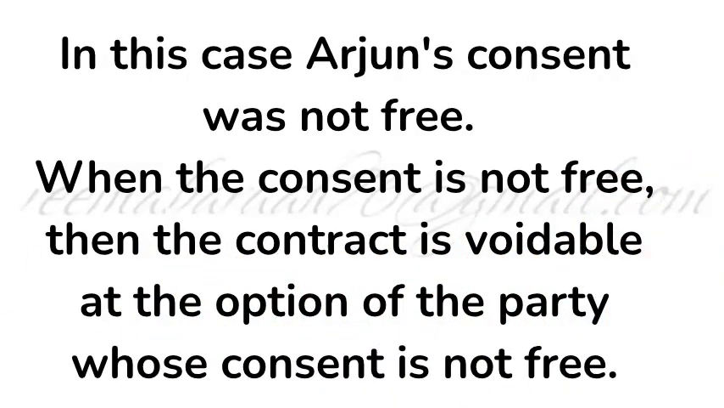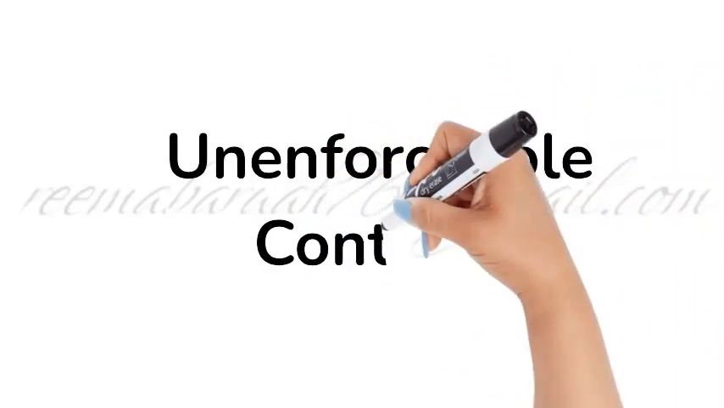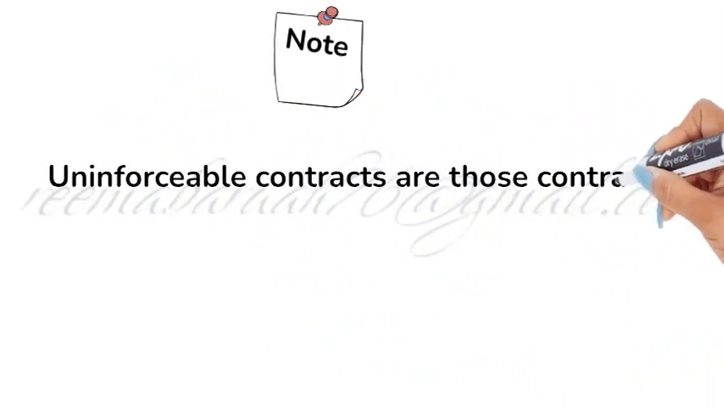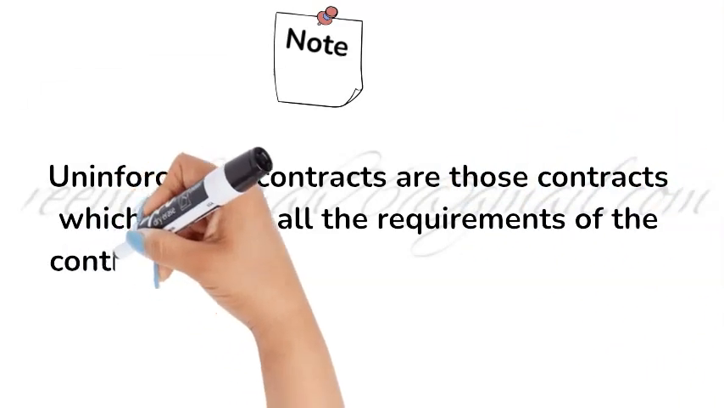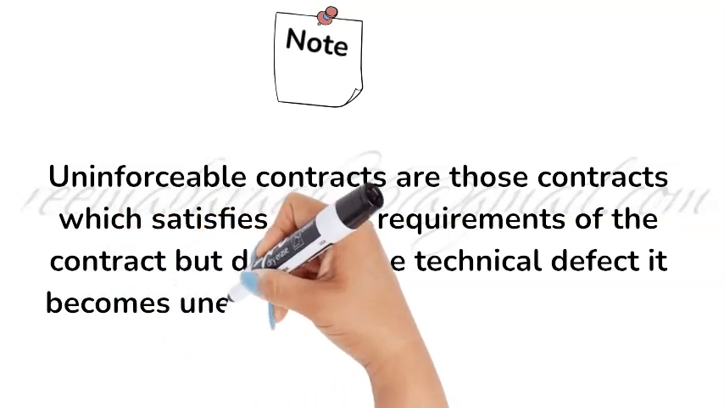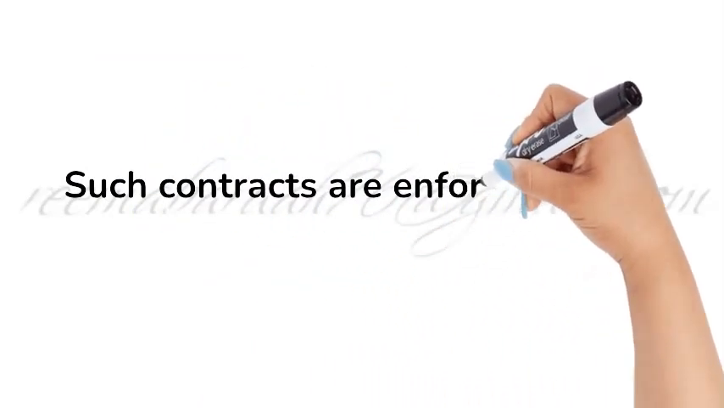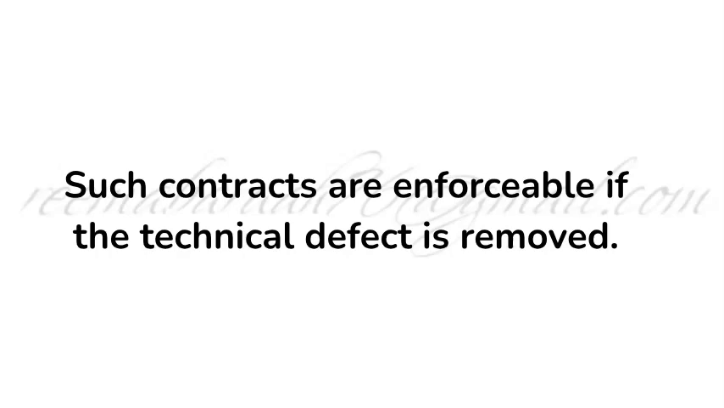Now we move on to the next type of contract, that is unenforceable contract. Unenforceable contracts are those contracts which satisfy all the requirements of a contract, but due to some technical defect, they become unenforceable in the court of law. Such contracts are enforceable if the technical defect is removed.